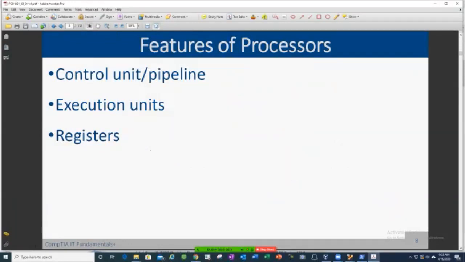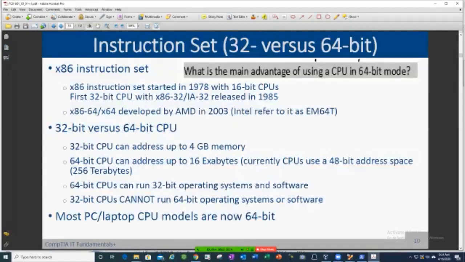So what are some of the features of processors? The control unit or pipeline, the execution unit, and the registers. Those are things inside the CPU, and that's how they process information. Not too much to go into about that, especially for this exam.